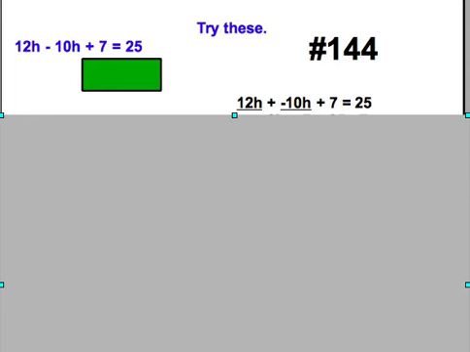I'm going to demonstrate two multi-step equations on slide 144. First, take a minute and please rewrite 12h minus 10h plus 7 equals 25 to the right of the three examples.